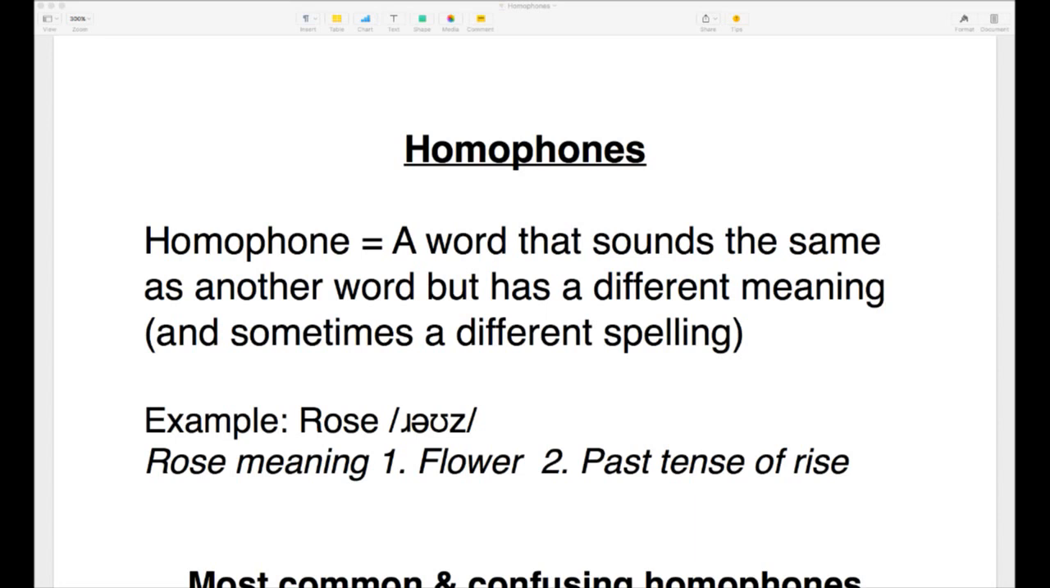So here is an example. The example, rose. And you'll see I've put next to the word the phonetic spelling. So for those of you who know phonetics, this is how you spell the phonetic version. And a rose can either be a flower, so a beautiful flower. We tend to have a lot of roses here in the UK, and they can be very romantic. To get a red rose is a very romantic gesture. If you give someone a red rose, it usually means you love them. And it can also be the past tense of the verb rise.